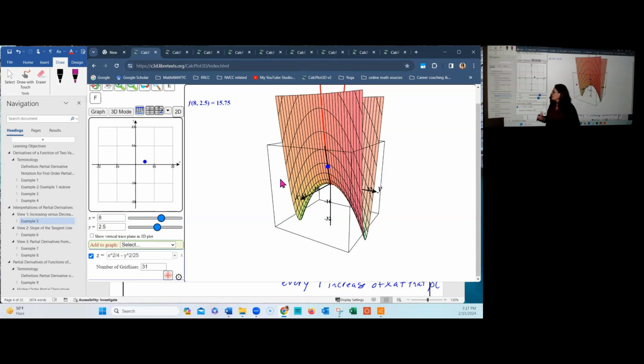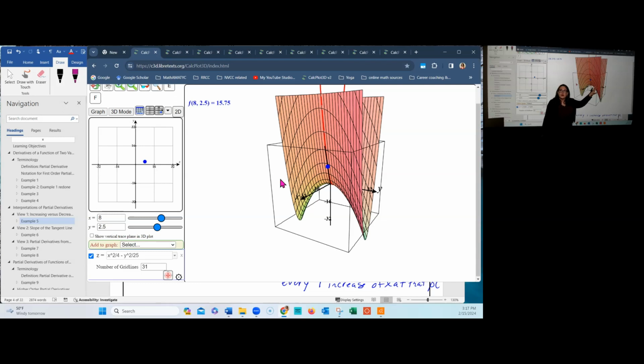How do you set the values of the point? Come over here to the slider bars or enter it into the boxes that the x value is 8 and the y value is 2.5. And it tells you up here that that becomes 15.75, which is 63 divided by 4. This blue dot is our ordered triple.